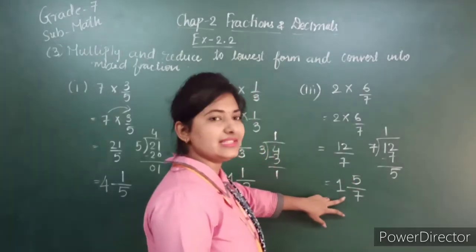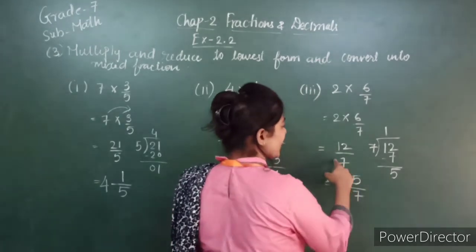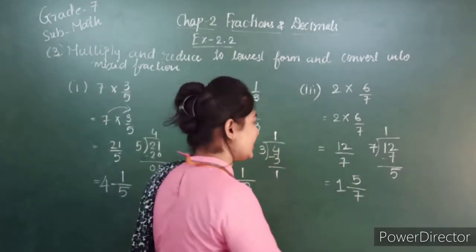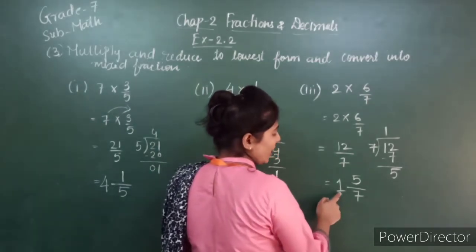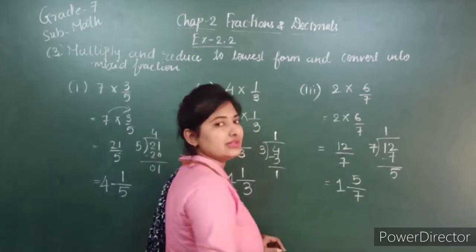So if you want to check this, then 7 1s are 7, 8, 9, 10, 11, 12. So it comes 12 upon 7. So you have to check it, write that 7 into 1, that is 7, 7 plus 5, that is 12. So it is 12 upon 7.